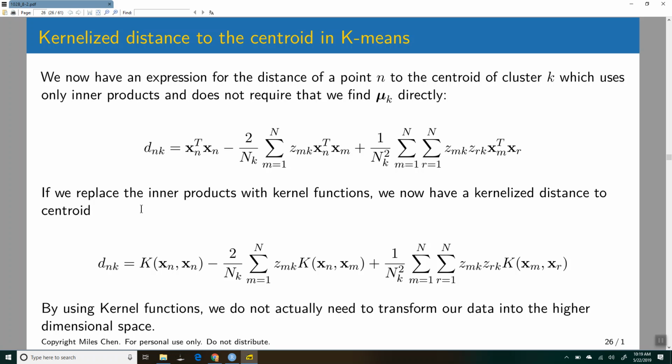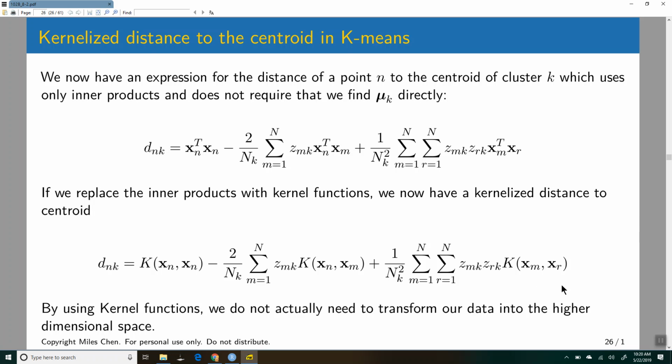Okay, so this thing down here is exactly the same thing as this thing up here, except wherever you see xn transpose x something else, it's going to be the kernel applied to xn and xn. Here I've got xn transpose xm, it's the kernel applied to xn and xm. And here I've got xm transpose xr, and it's the kernel function applied to xm and xr. Okay? But other than that, it's exactly the same.